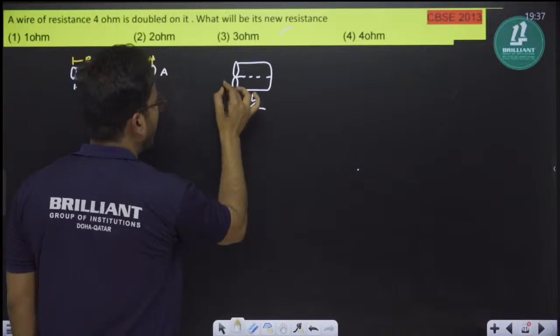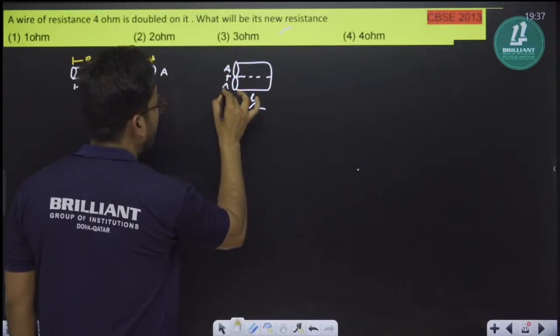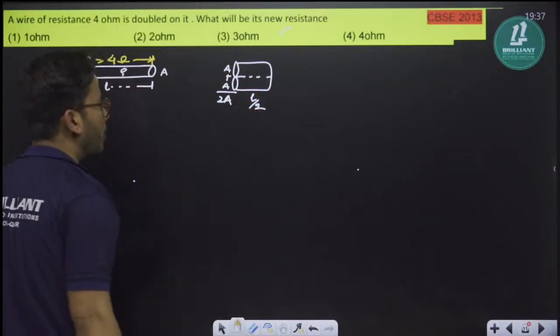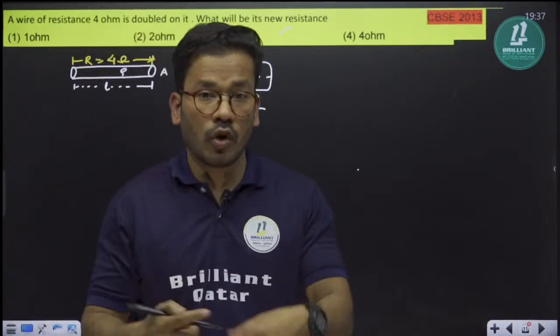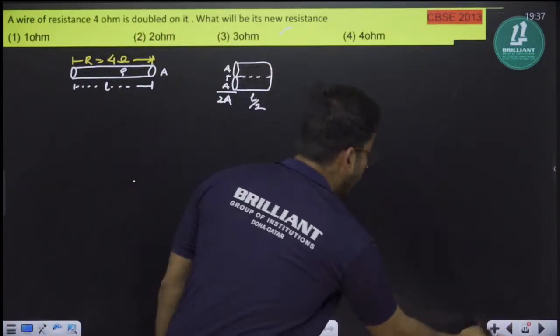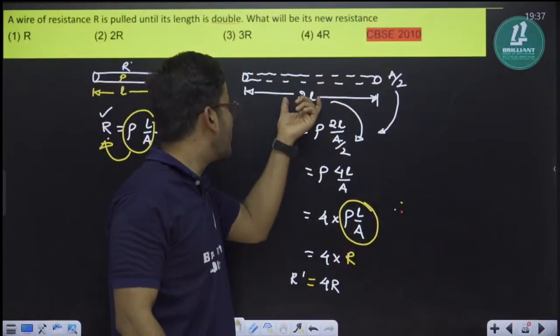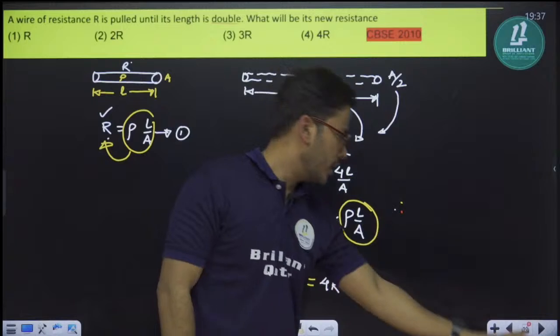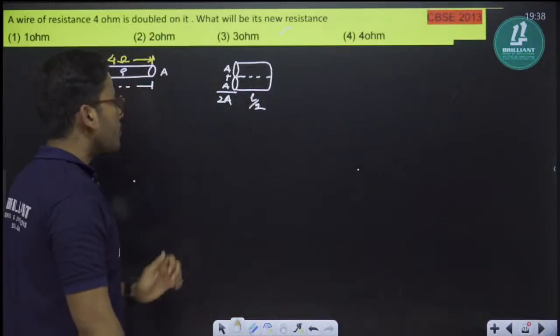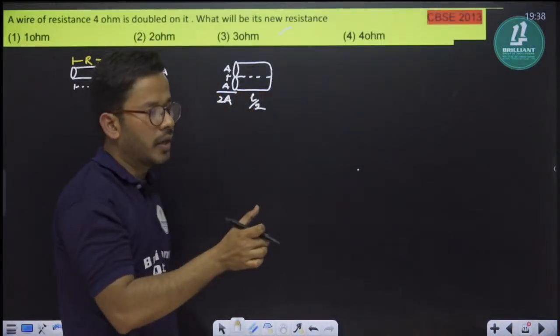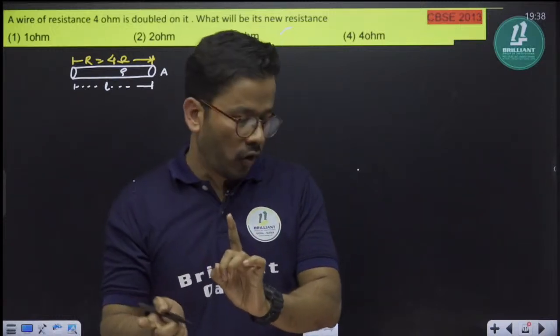What will happen to the area? Area will be A plus A, that will be equal to 2 times A. That is our physics, guys. As I told you before, if length is twice L, area became half. Similarly, over here, if length is half, area will become double. It goes vice versa, the opposite way.